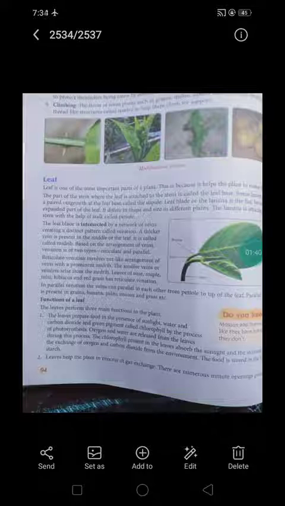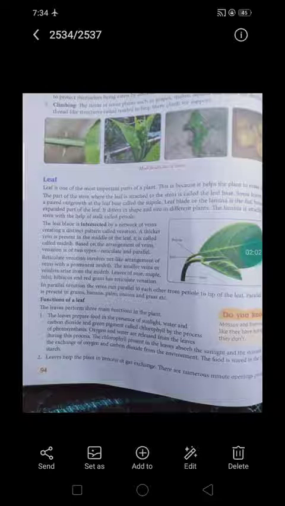Examples of such venation are the leaves of rose, maple, tulsi, and hibiscus. Red gram has which type of venation? It is reticulate venation. In parallel venation, the veins run parallel to each other from the petiole to the tip of the leaf. Parallel venation is present in grains, banana, palm, onion and grass.